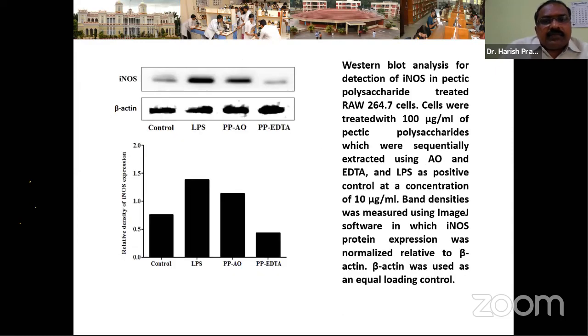In the end, we did some Western blot analysis to see how much iNOS production there was. Even though nitric oxide production was very high, when we looked at the synthase expression, it was relatively low compared to LPS. Again, when we compare ammonium oxalate and EDTA isolation, as I have told, the structure is the key one. If the structure differs by virtue of isolation or extraction, it changes the activity.